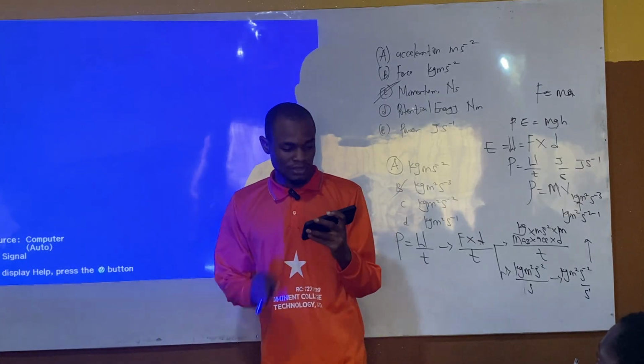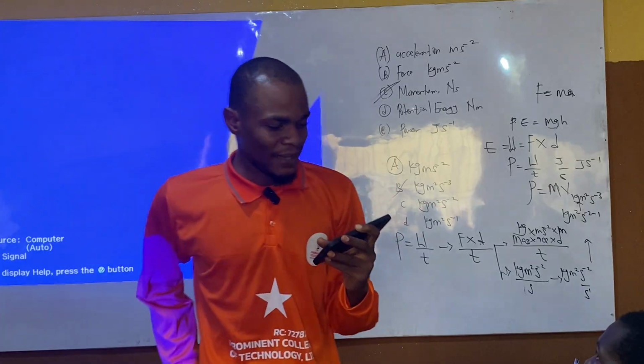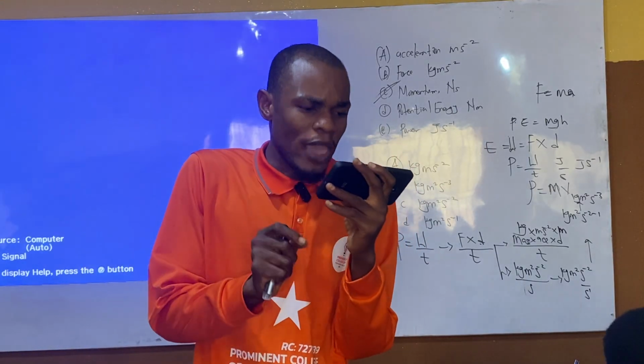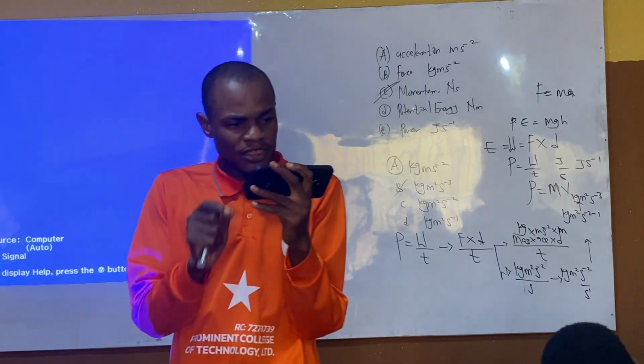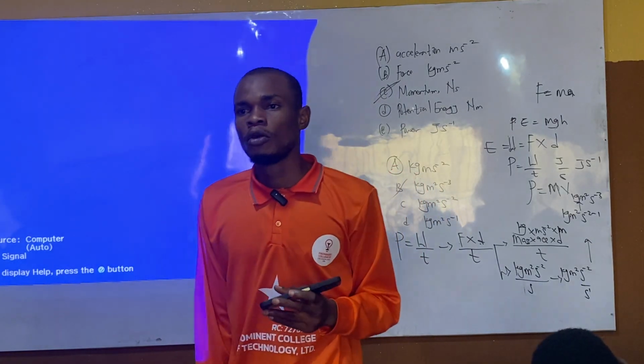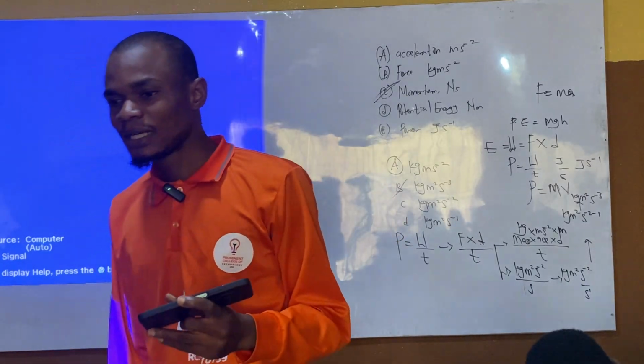Which of the following physical quantities is correctly paired? Paired means when you combine things. I get it now. Paired with its corresponding SI units. Which of the following physical quantities? Be careful.